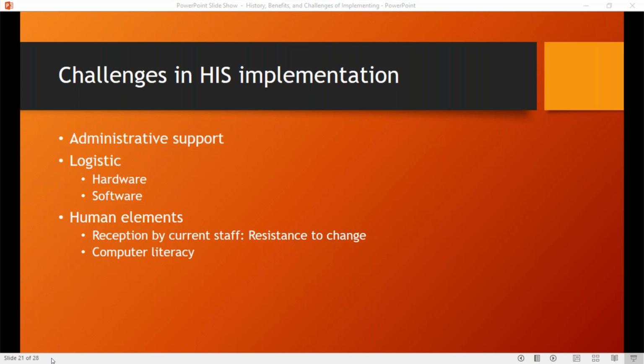Because at the end of the day, if you don't have support from your staff, you have to really look at the feasibility of implementing this with probably new hires, or you have to hire new people on board to implement an HIS. Okay, next slide, please.